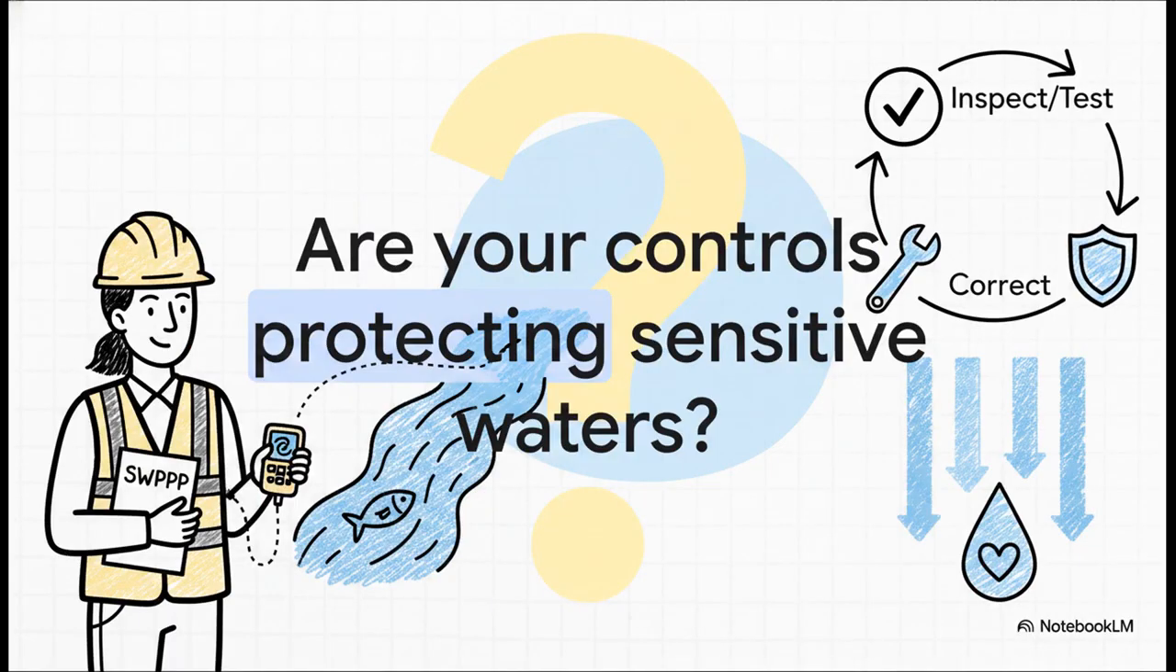As we wrap up this explainer, I'm going to leave you with a final thought to take with you onto the job site. When you pull out your SWPPP and your turbidity meter tomorrow morning, ask yourself, are you just checking off a regulatory box, or are your controls truly protecting that fragile ecosystem living just downstream from your discharge pipe? Keep learning, keep inspecting, and stay focused out there.